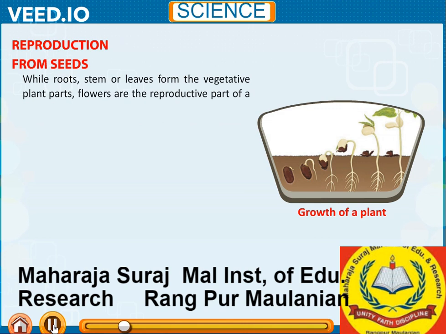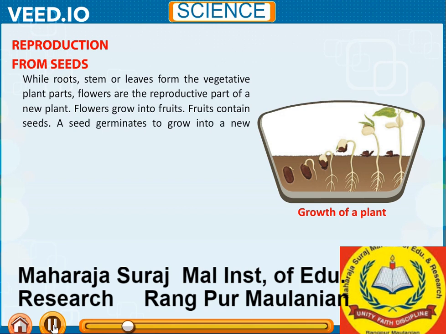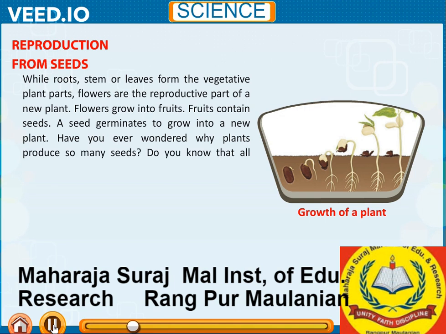Flowers are the reproductive part of a new plant. Flowers grow into fruits, and fruits contain seeds. A seed germinates to grow into a new plant. And have you ever seen or wondered why plants produce so many seeds? Do you know that all seeds may not grow into new plants?